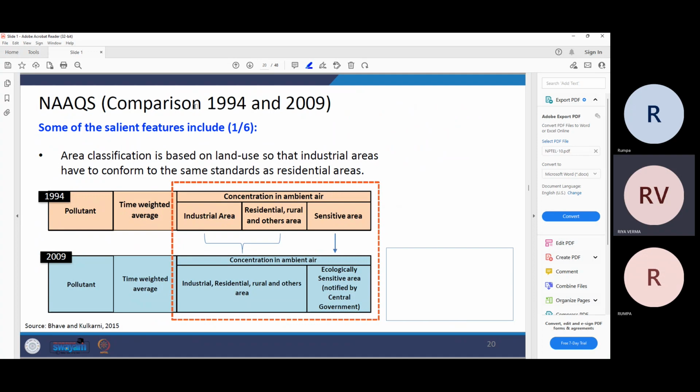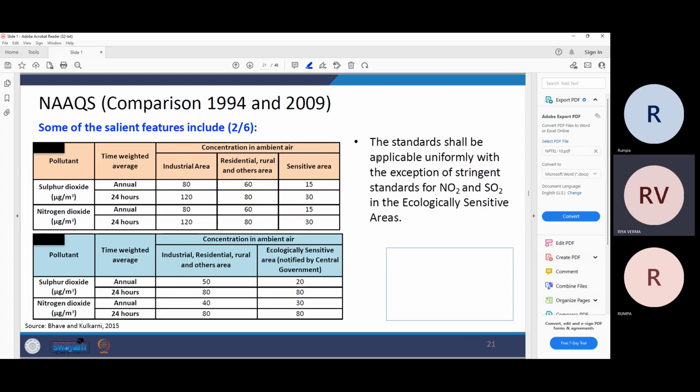So comparing the 1994 and 2009 revisions, some of the salient features include, first of all, the area classification is based on land use, so that industrial areas had to conform to the same standards as the residential areas. In 2009, the industrial and residential areas were clubbed together into one single unit, and the sensitive areas separated. Next up, the standards shall be applicable uniformly, with the exception of stringent standards for NO2 and SO2 in the ecologically sensitive areas.